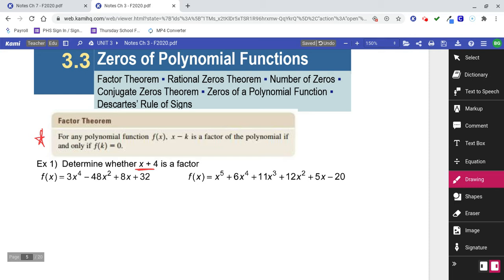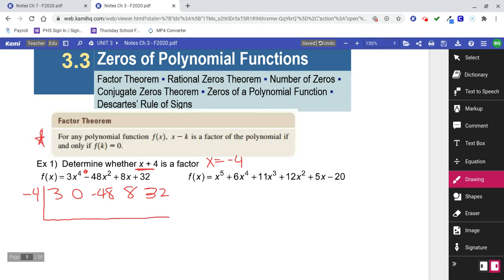So x plus 4, we want to look at the 0 value, x equals -4, and we want to do synthetic division on that -4. So check it out. First problem, we would use -4 outside the box on our synthetic division. And then we look at the coefficients. There's 3x to the 4th. Oh, notice there's a missing piece. So put a 0 for the x to the 3rd. Minus 48 for the x squared. There's an 8, and there's a 32.